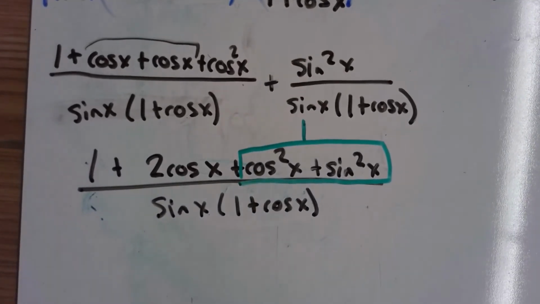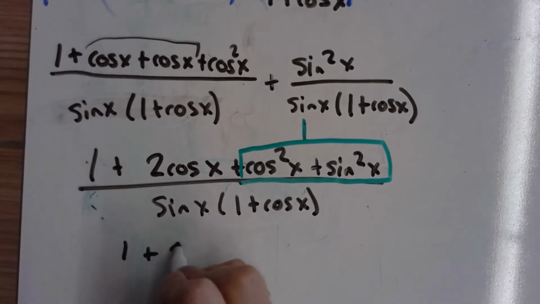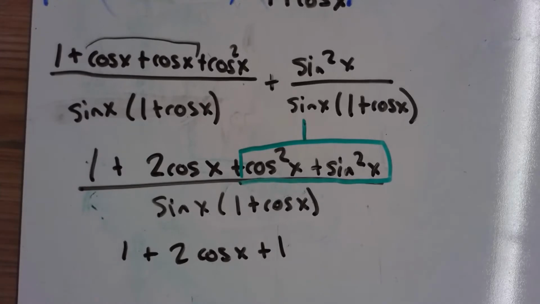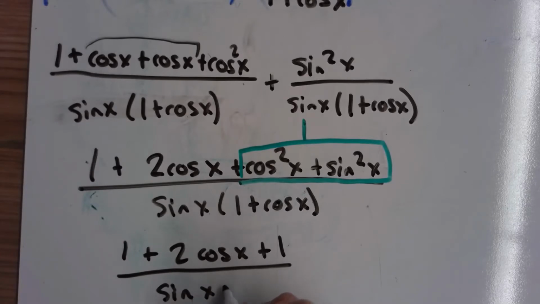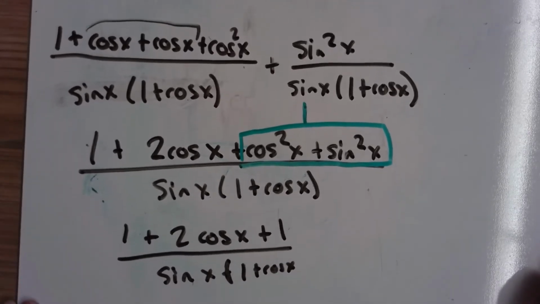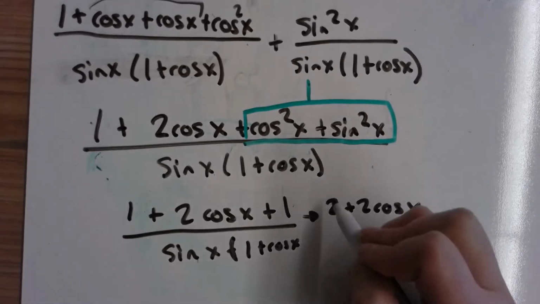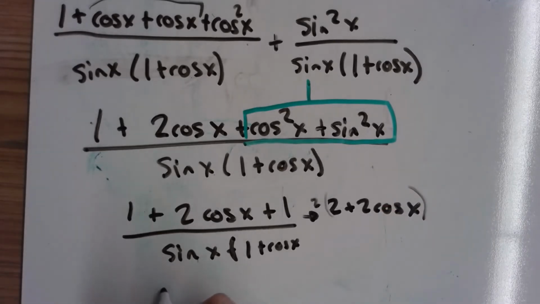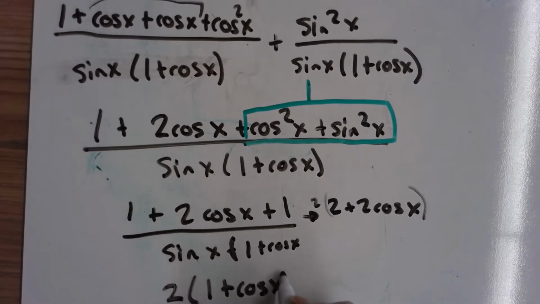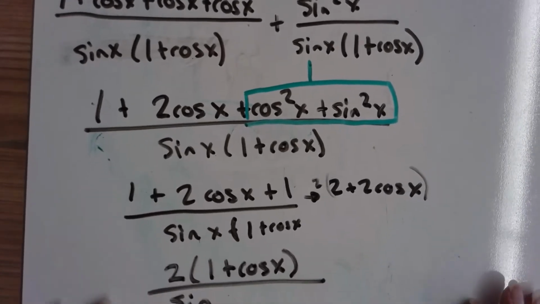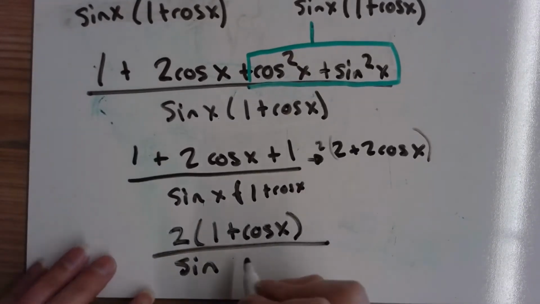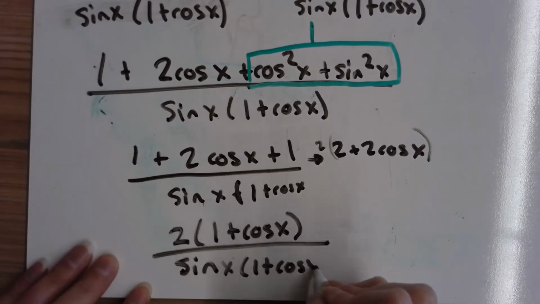So we now have 1 plus 2 cosine x plus 1. Okay, all over sine x 1 plus cosine x. So if we look at this further, sorry, running out of space, this is the same thing as 2 plus 2 cosine x. I'm going to take this and I'm going to factor out a 2. So I'm going to have 2, 1 plus cosine x all over sine x 1 plus cosine x.